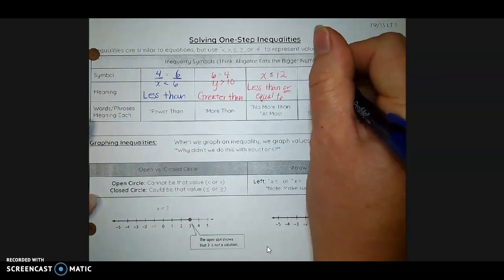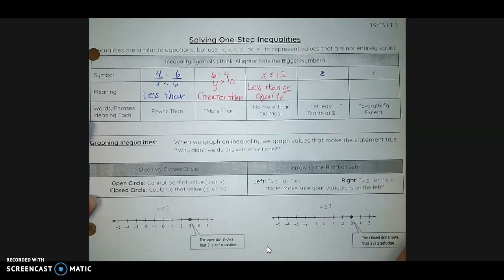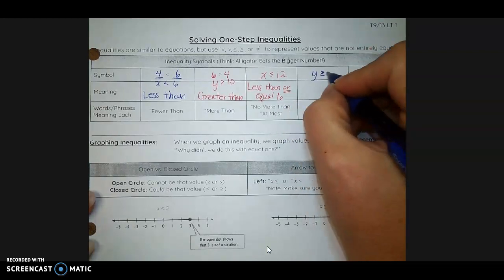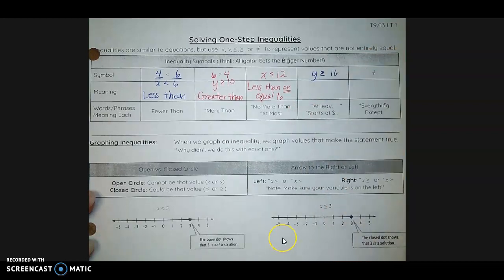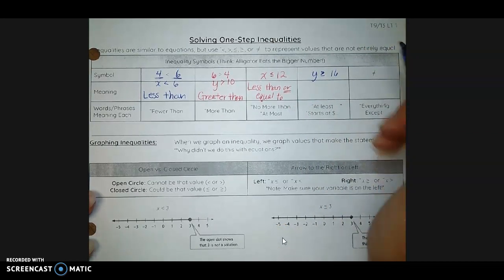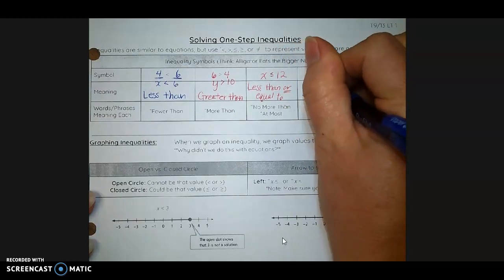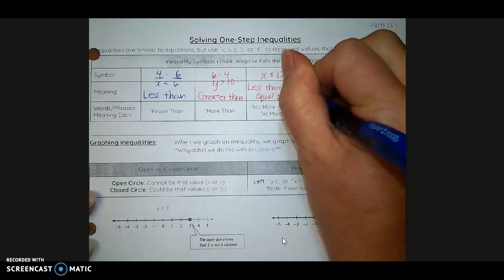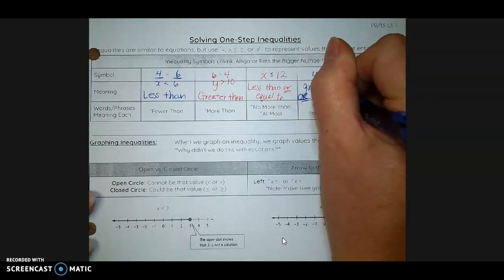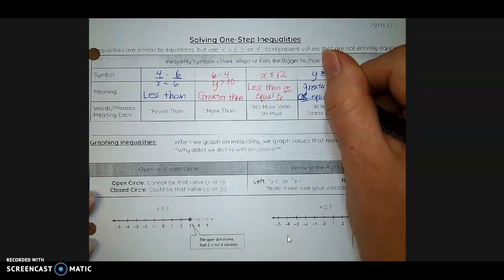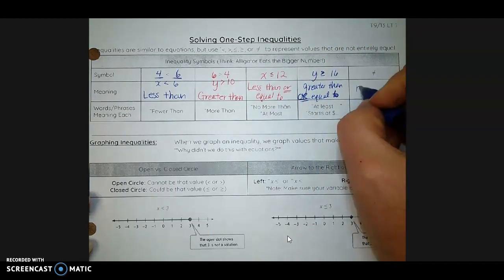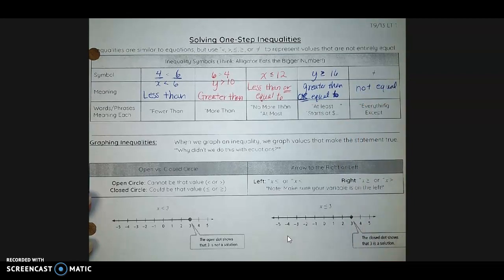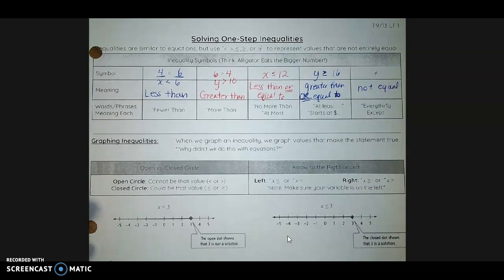My greater than or equal to, a good example would be I can drive when I am 16 or older. So I'm at least that age. Or it starts at a certain amount of money. So I might have y is greater than or equal to 16, and y might represent the age you need to be when you drive. So this is greater than or equal to. I can drive at 16 or older than 16. And this is not equal, meaning everything except that could be an answer.